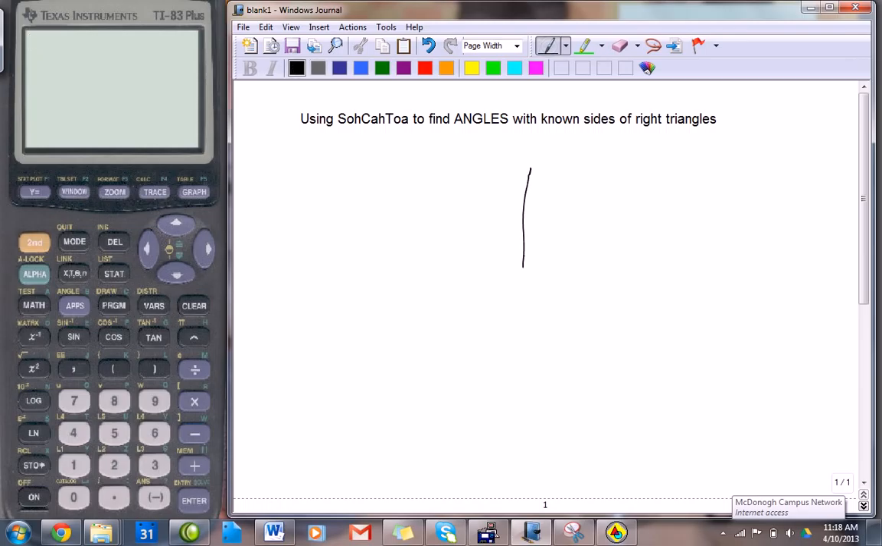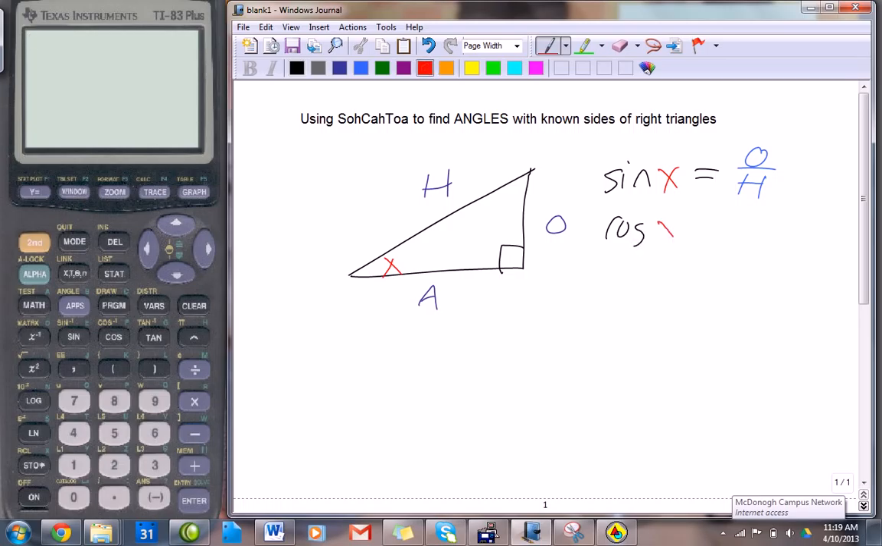We start with any right triangle, and it has to be a right triangle, and we declare some reference angle x, or theta. By that reference angle x, we define the side opposite, the side adjacent, and the hypotenuse. And remember the three ratios we've been working with. Sine of that angle x is equal to the ratio of O over H, opposite over hypotenuse. The cosine of that reference angle x is equal to the ratio of A over H.